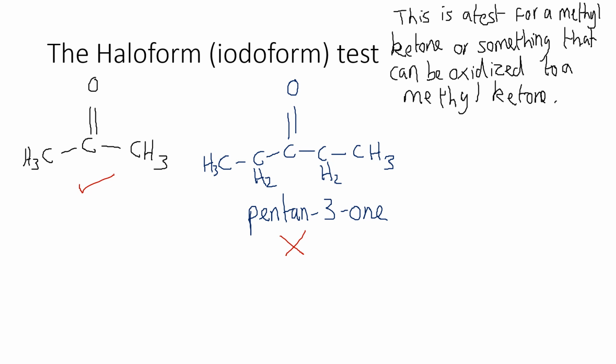Just to show you an example of something that can be oxidized to a methyl ketone, if you take butan-2-ol, so butan-2-ol is a secondary alcohol, and you've got the alcohol group here next to a methyl group. Now, if you oxidize butan-2-ol, you end up with butanone, and you end up with a ketone group next to a CH3 group, so this will give a positive test.